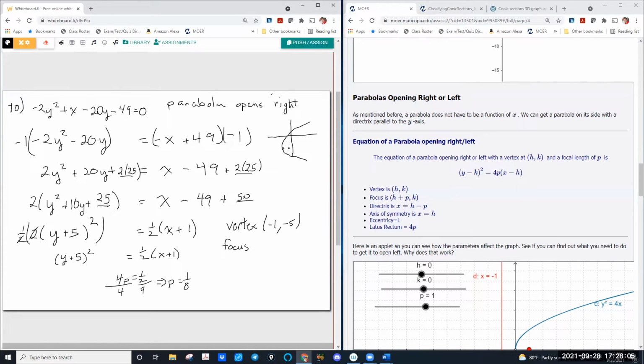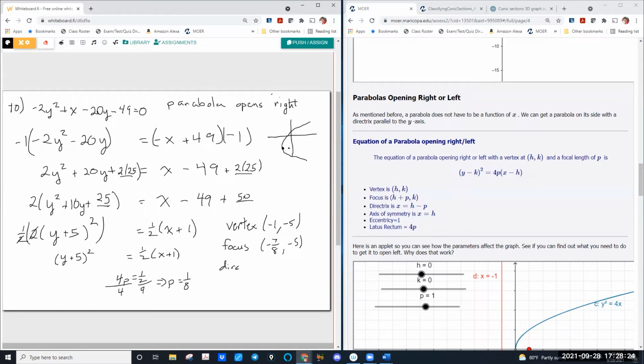So we want to make sure we move to the right 1/8, not to the left, up, or down, because the focus is going to be to the right. So -1 plus 1/8 is -7/8, -5. So that's that focus there.